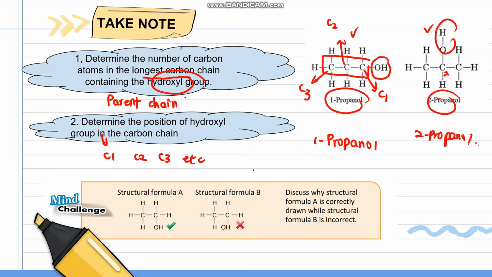One more thing that we need to take note of, to avoid this kind of mistake: for structural formula A, the carbon is connected to the oxygen atom, and for structural formula B, the carbon is connected to the hydrogen atom. This is wrong because for the hydroxyl group, the carbon atom must be connected to the oxygen atom, something like this, and you cannot write this. So bear in mind and try to avoid this kind of mistake.